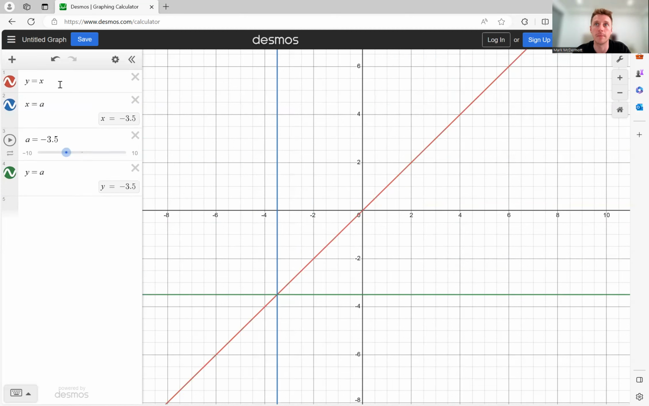We'll talk more about many-to-one and many-to-many and what's the other one? One-to-many later on. But hopefully that clarifies what a one-to-one function is.